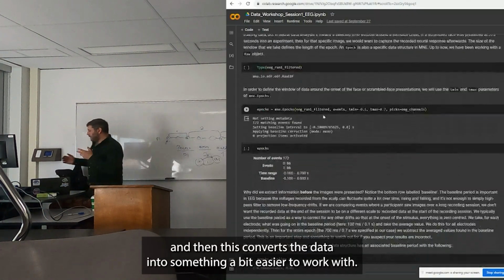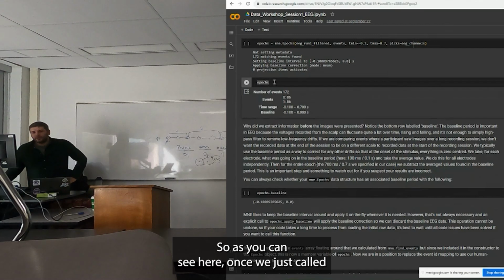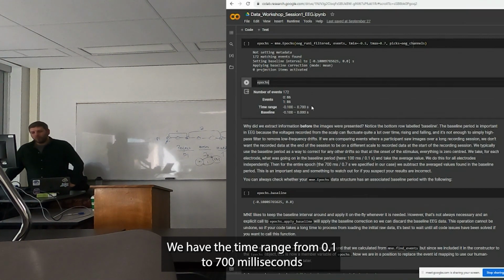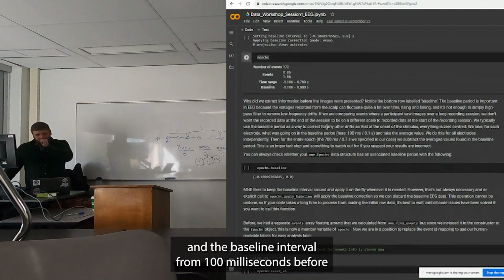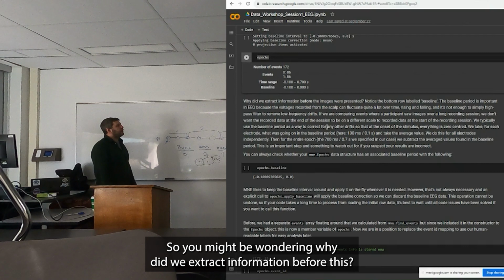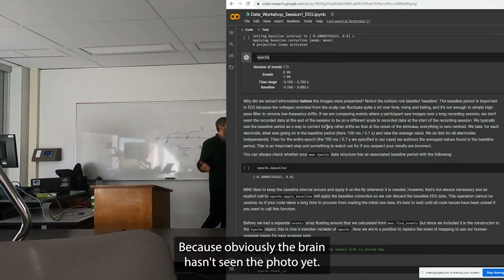And this then converts the data into something that's a bit easier to work with. So as you can see here, once we just call the epochs result, it's mapped there 172 events. We have a time range from -0.1 to 700 milliseconds with a baseline interval from 100 milliseconds before and then afterwards. So you might be wondering, why did we extract information before the signal? Because obviously the brain hasn't seen the photo yet.